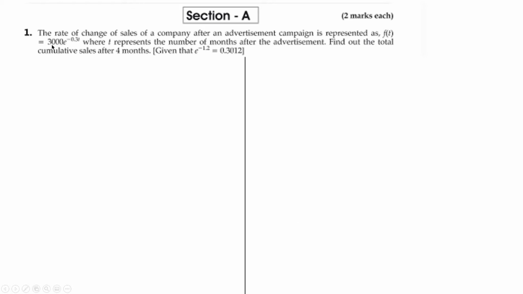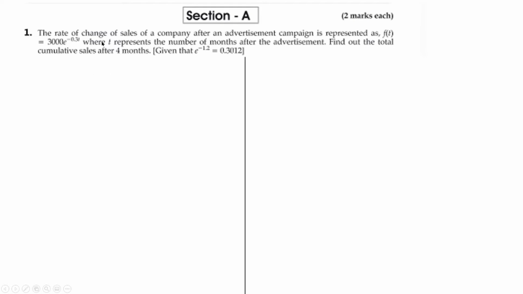The first question: the rate of change of sales of a company after an advertisement campaign is represented as f of t is equal to 3000 into e raised to minus 0.3t, where t represents the number of months after the advertisement. Find out the total cumulative sales after 4 months.